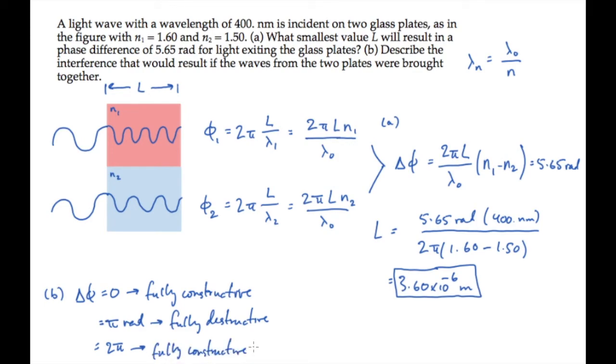The case we have here is delta phi equals 5.65, neither fully constructive nor fully destructive, but is closer to constructive, so we'll call it partially constructive.